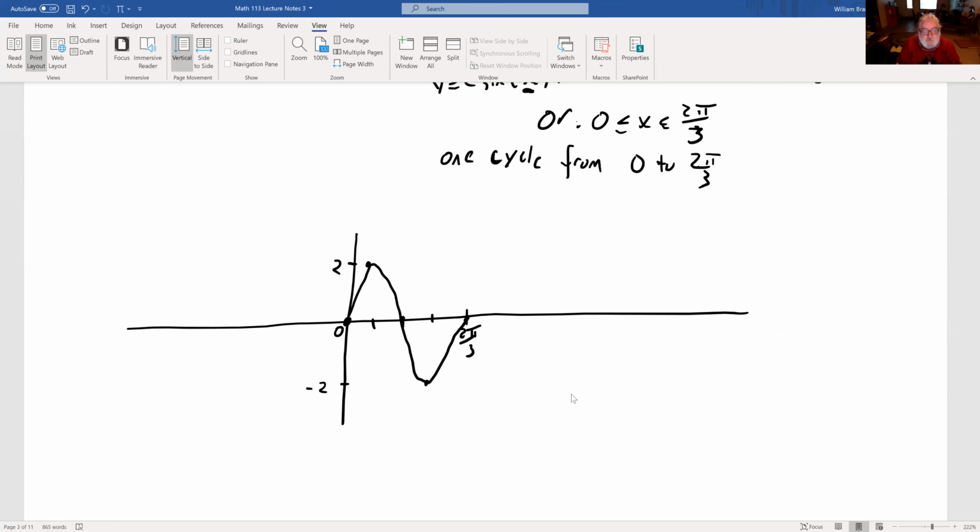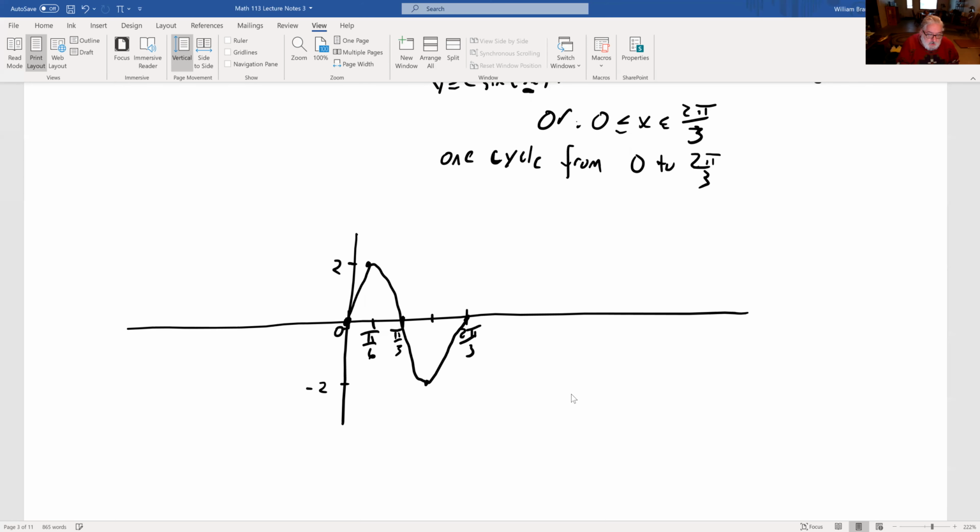So that's what it looks like. What points do we have? Well, this is halfway between 0 and 2 pi over 3. So this is going to be 2 pi over 3 over 2, which is pi over 3. What's this point going to be? It's halfway between 0 and pi over 3. So that's going to be pi over 6.